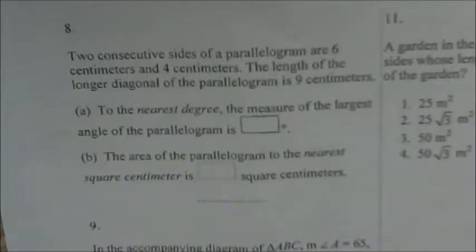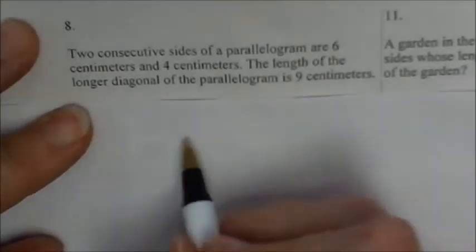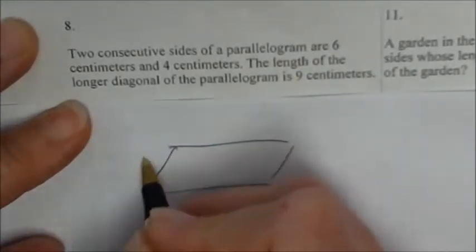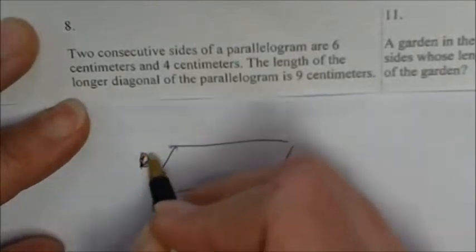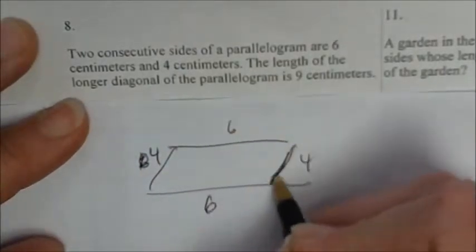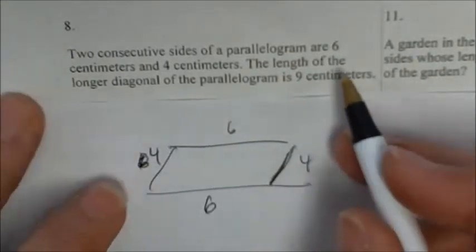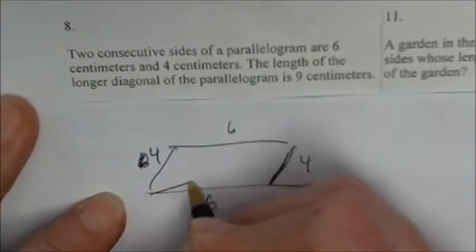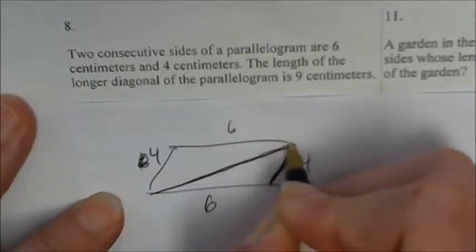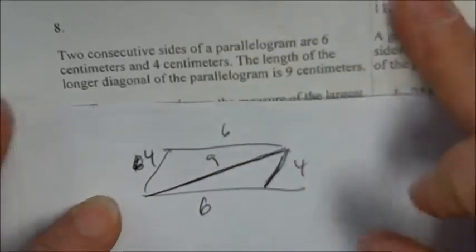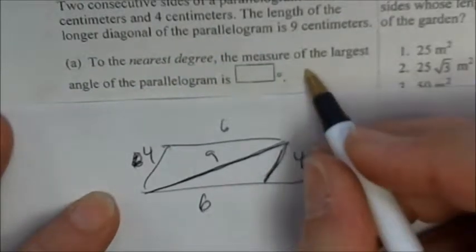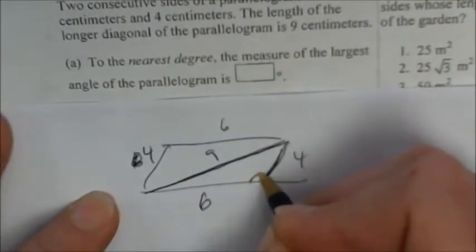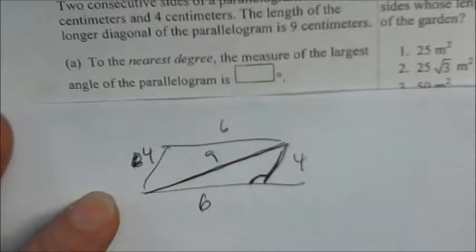Number 8, parallelogram question. Two consecutive sides of a parallelogram are 6 and 4. So let's draw this parallelogram. 6 is the bigger one. 4 is the smaller one. The length of the longer diagonal is 9. Well, the longer diagonal is the one that goes from the acute angle to the acute angle, so that's 9. They're asking for the nearest degree to measure the largest angle of the parallelogram. Well, this is the largest angle, with the obtuse angle down there.